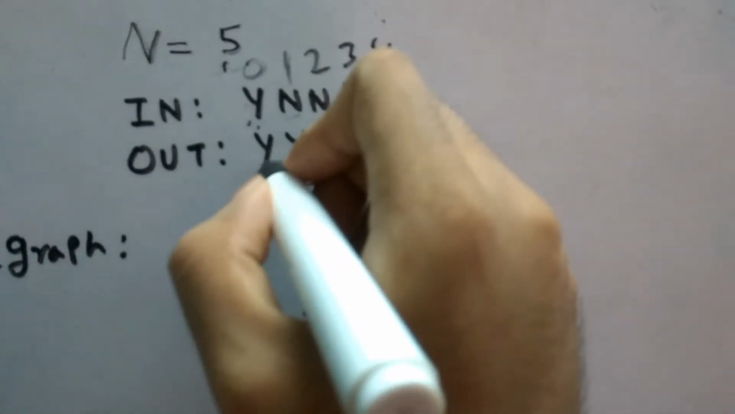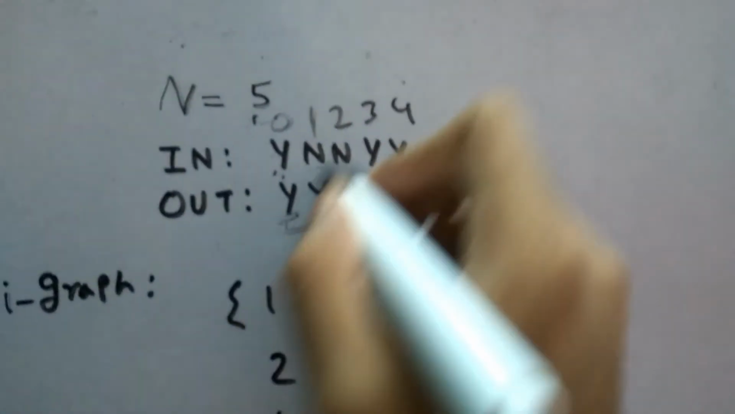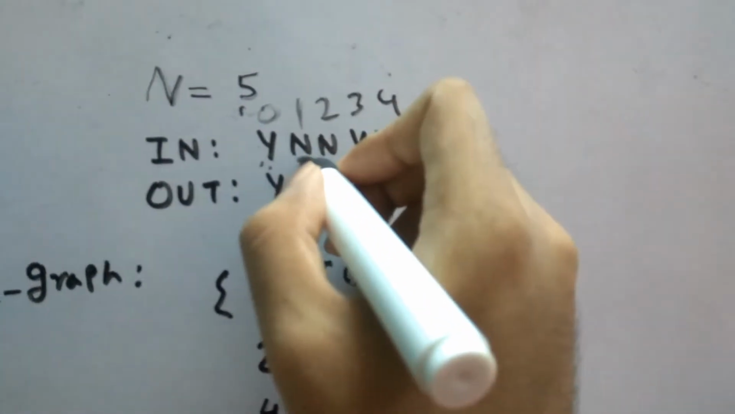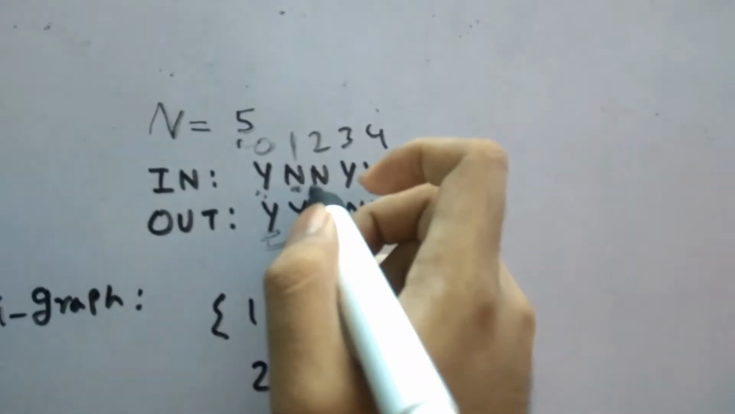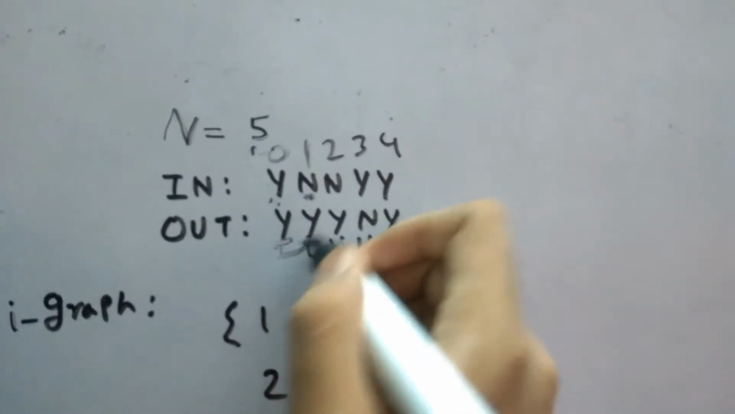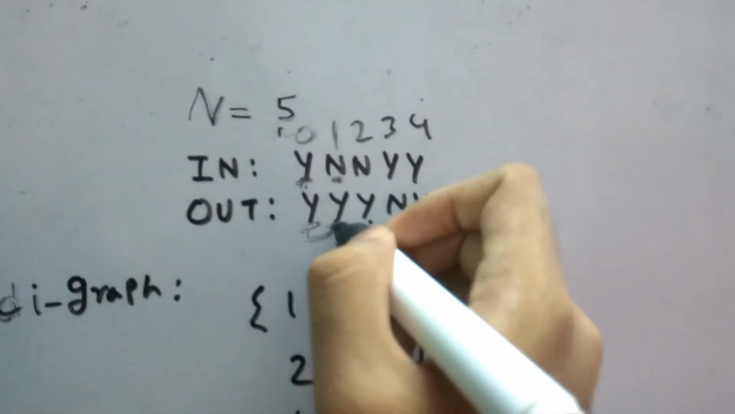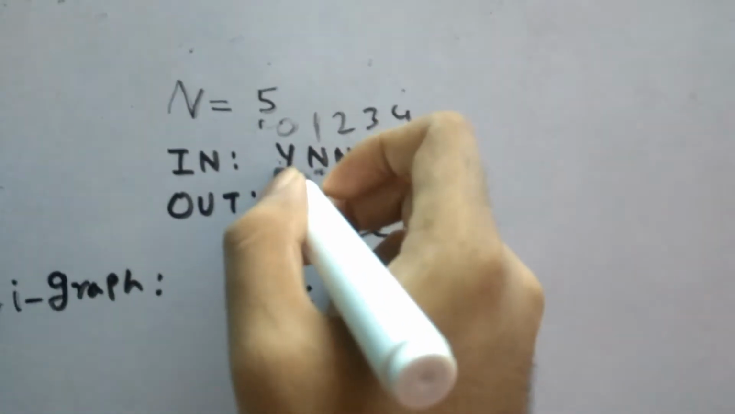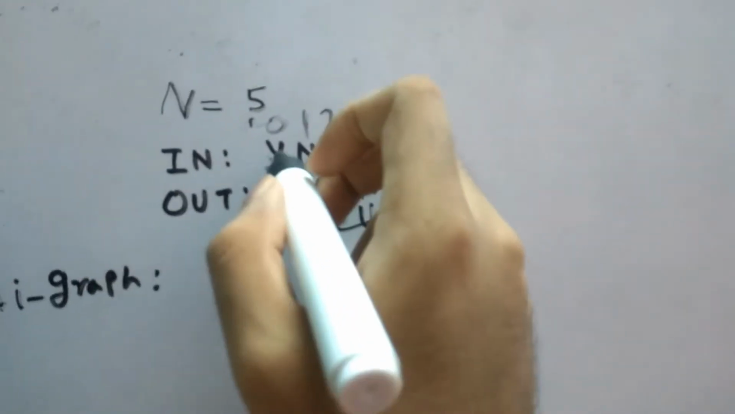The outgoing of 0 is yes, so going from 0 is possible, but landing in 1 is not possible because incoming in 1 is not allowed. But if we look at the opposite way, the outgoing in 1 is possible and incoming in 0 is also possible. So that means going from 1 to 0 is allowed. So this is one route from 1 to 0, it is allowed.